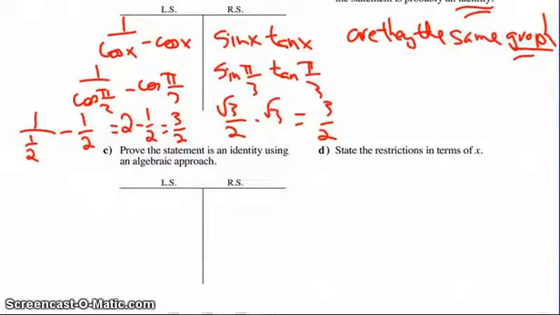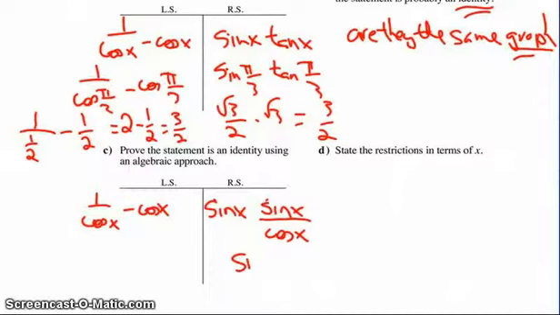Proving the identity is true using an algebraic approach. So now we go to the procedure on the preceding page. So 1 over cos x minus cos x equals sine x times tangent x. Now I'm going to work with both sides. I know that tangent x is equal to sine x over cosine x. So if I look at this one, what do I get? I get sine squared over cos x.